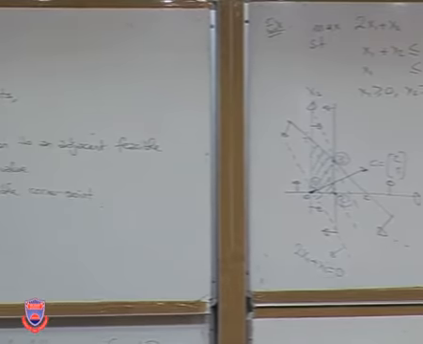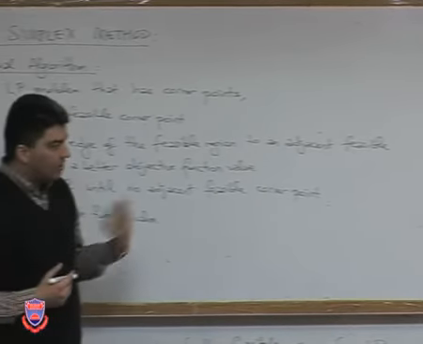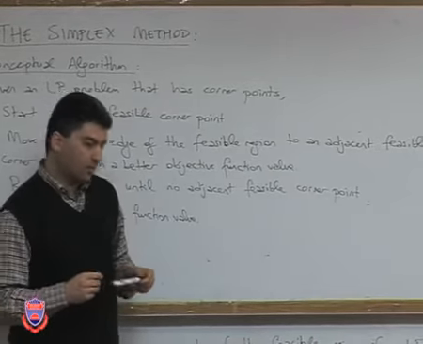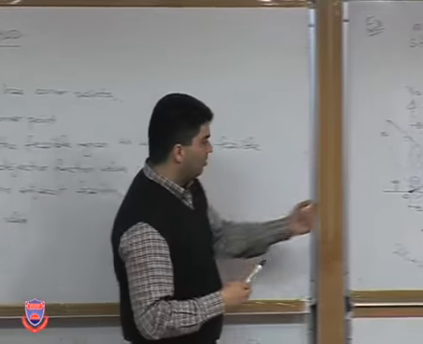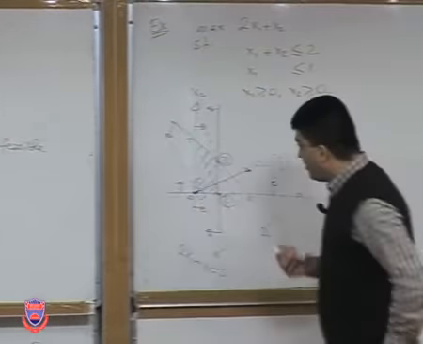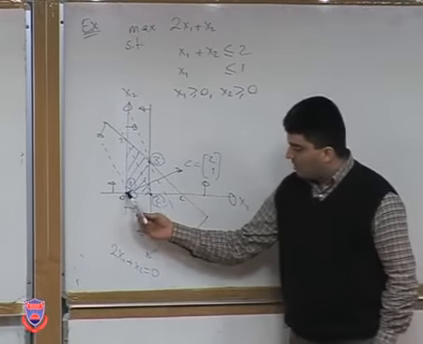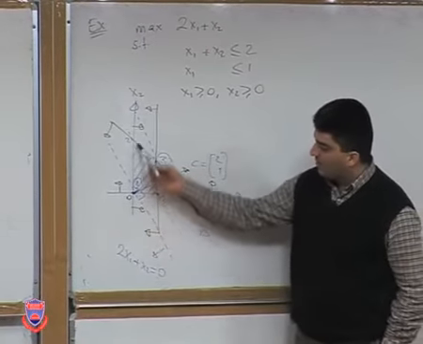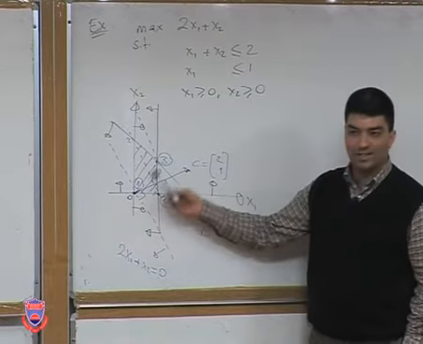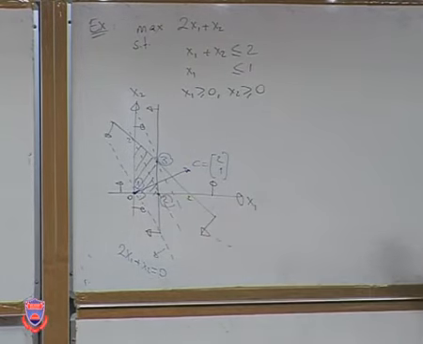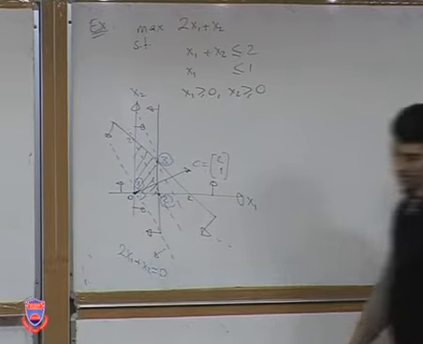As I said, at least conceptually, it's a very simple algorithm. You just start with a corner point. You look at adjacent corner points. Once again, adjacent corner points are important. So this one and this one are adjacent. This one and this one are adjacent. But this one and this one are not adjacent. So you're not allowed to jump over, in some sense. You're only allowed to move along the edges of the feasible region. Does that make sense? Is the idea clear? It's a very simple algorithm indeed, at least conceptually.